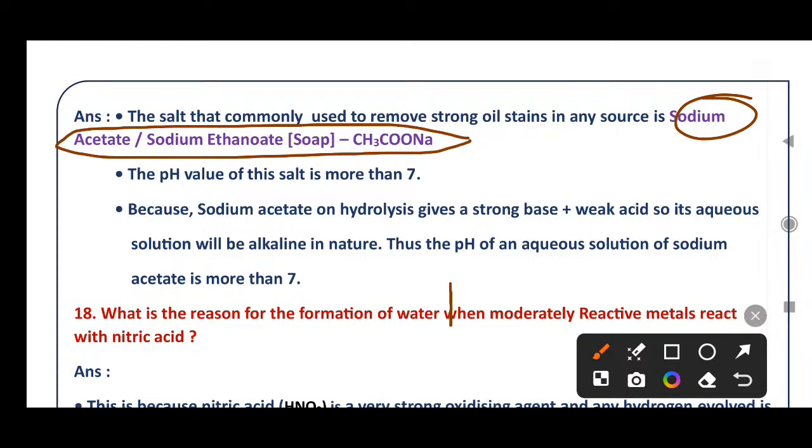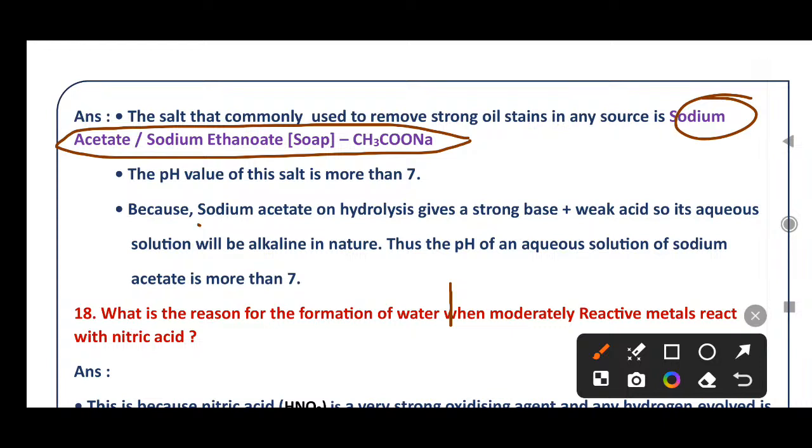Because of sodium acetate, hydrolysis gives a strong base. They are not strong bases. Okay, weak acid they neutralize, and they are helpful. Only you have to make a correction here.